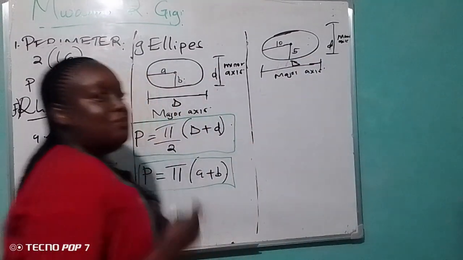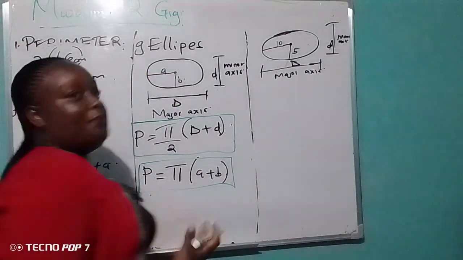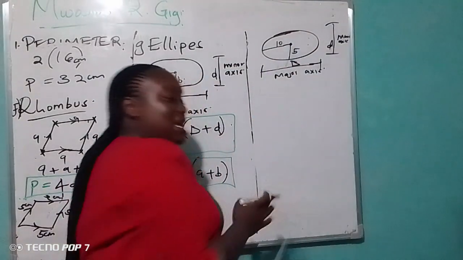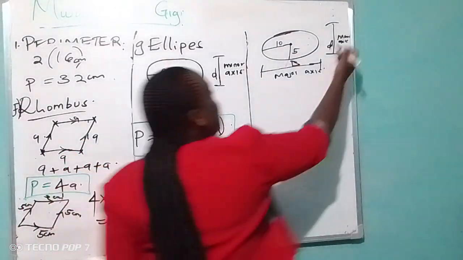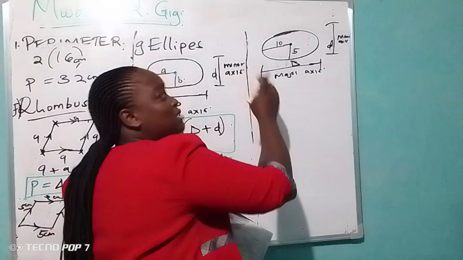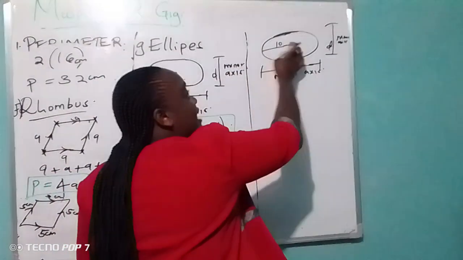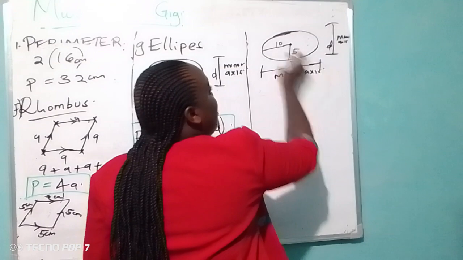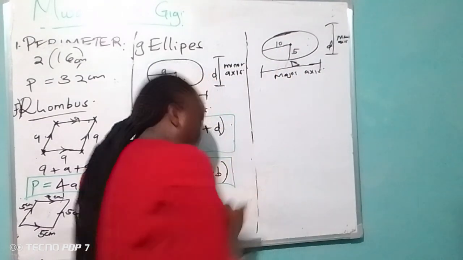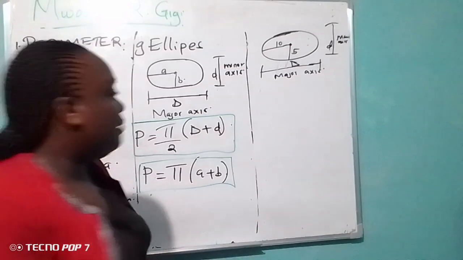The major, yani major inamaanisha kubwa, si ndio? Sasa hii ni ile diameter kubwa, side yenye ni kubwa. Alafu hii ni diameter side yenye ni ndogo. Sawa? So what in this case wametupea radius. So radius ya hii side yenye ni kubwa ni 10. Radius ya hii side yenye ni ndogo ni 5. Sawa?